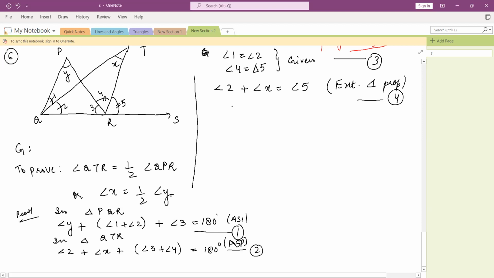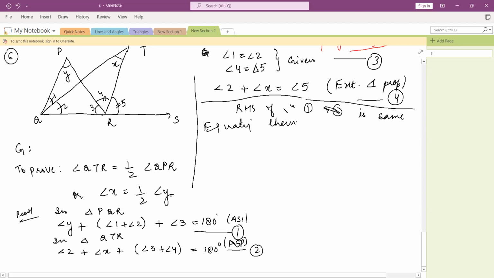Okay, we can use this 3 and 4 later. I think I should continue solving it here only. Because both equation 1 and equation 2, the right side is 180 degrees. RHS of equation 1 and 2 is same. Sorry, my pen is creating some problem today. So I'm just equating them. So you will get angle y plus angle 1.